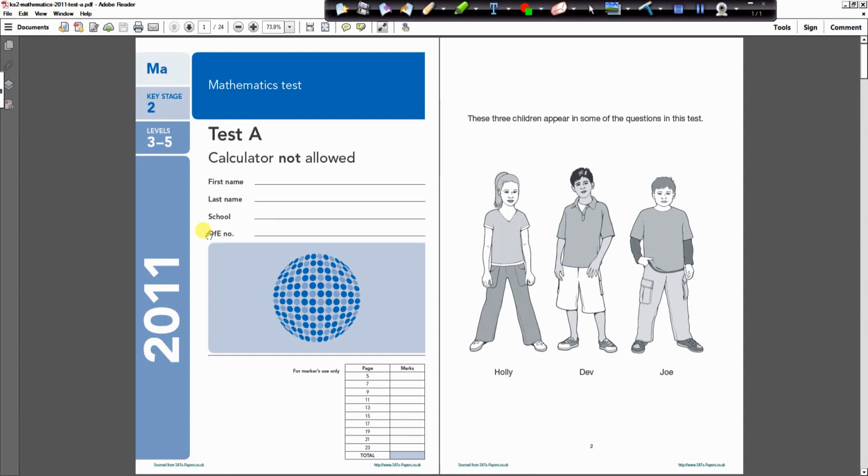We're looking at the SATs 2011 A paper, calculator not allowed. We're looking at the first 16 questions. I need everybody to pay attention, please. Put your name on there.